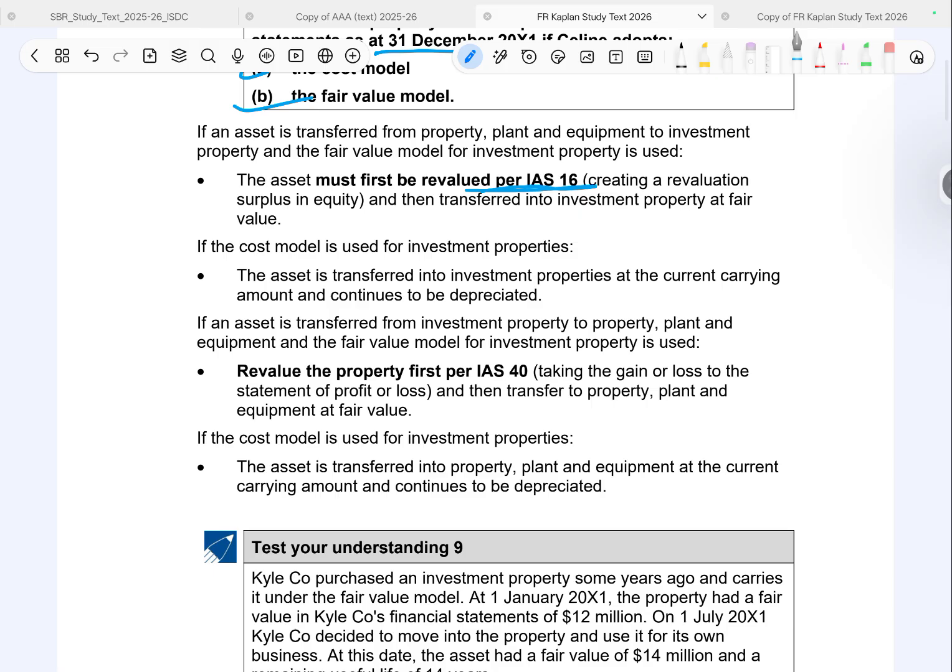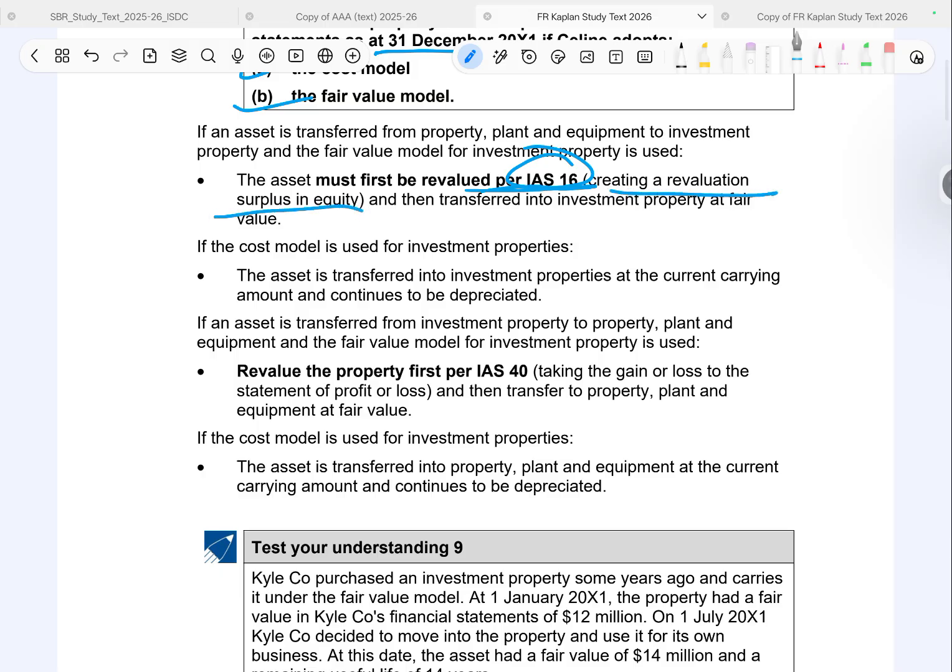So if we are switching from IAS 16 to IAS 40, like let's say we are using a building for office purposes now, but now we are using it for investment purposes, then when we switch, we must first revalue according to IAS 16, and if we have any revaluation surplus, maybe we have some gain, we have to recognize it in a revaluation surplus, which is in equity.